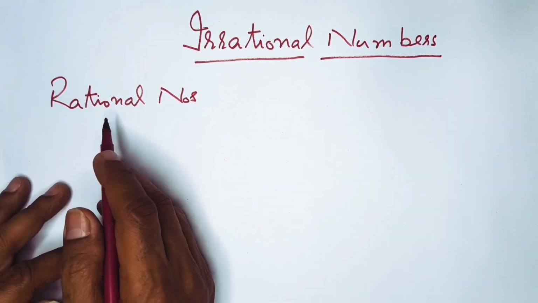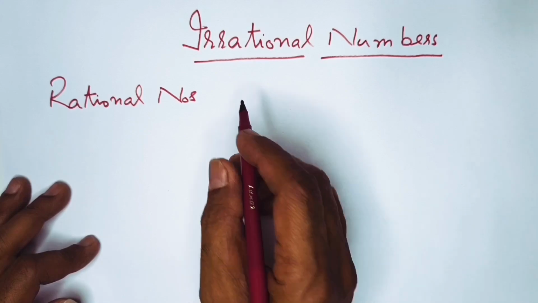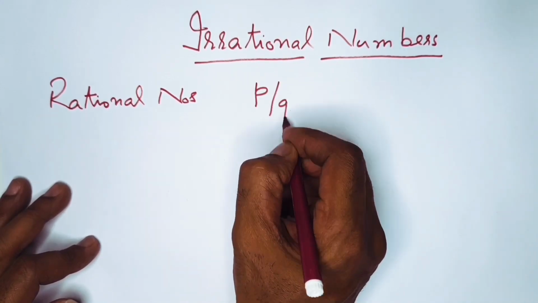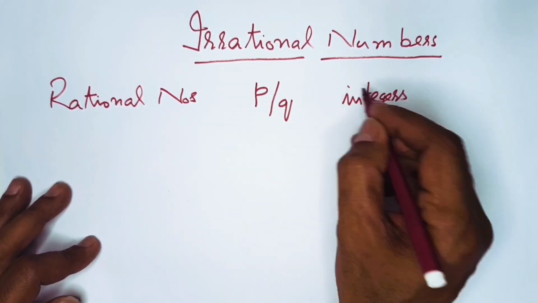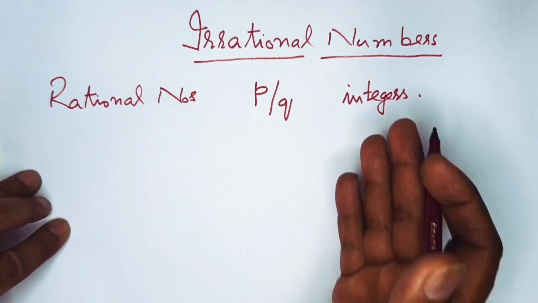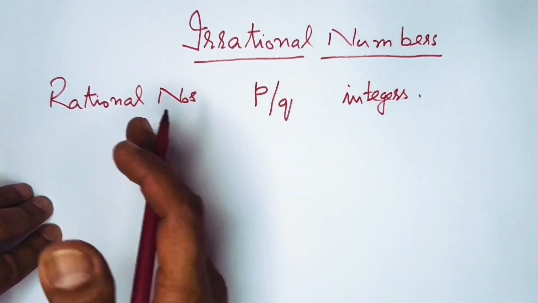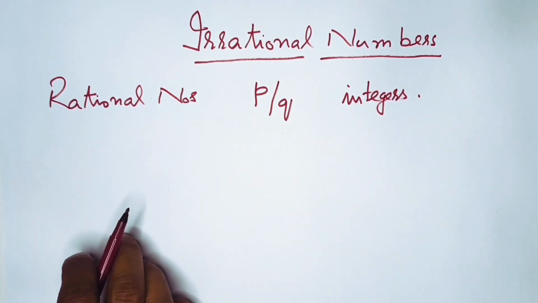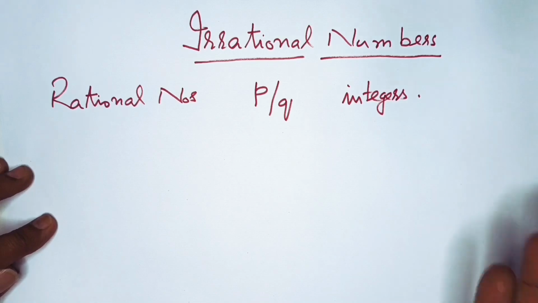A rational number is a number which is expressible in the form P by Q, where P and Q are integers. This is the definition of a rational number. Any number expressible in the form P by Q, where P and Q are integers. Basically, this means all kinds of fractions. Now, I refer to integers here in this context. So, let me clarify what an integer is first.